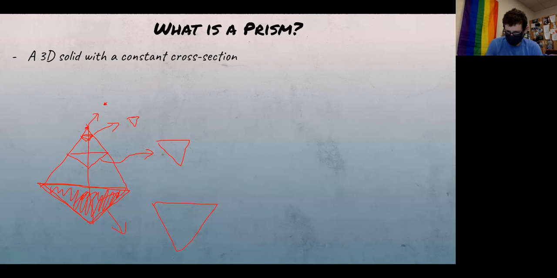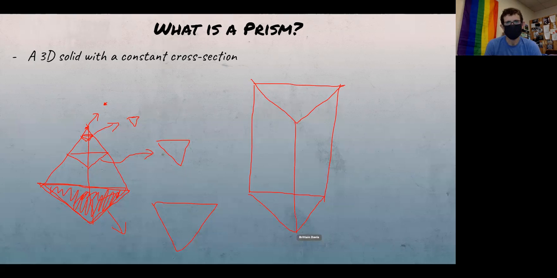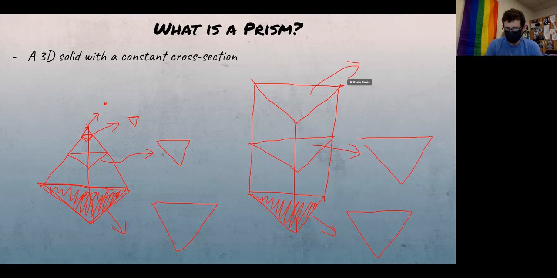But with a prism, now let me draw a triangular prism. All right. So a triangular prism has a constant cross section. So again, here's the base of it, and it looks like this triangle right here. Now, if I move up to here, we can see nothing has changed. That's still the same triangle. And if I go up to the very top, that's still the same triangle.